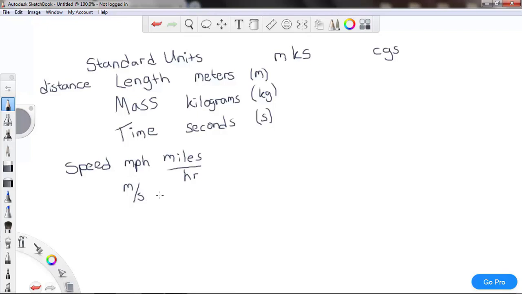We'll also be introducing concepts like velocity and acceleration. Speed is how fast you're going, but it's just a number. A velocity has a speed, so it's how fast you're going, but it also has a direction. But we'll get back to that later.